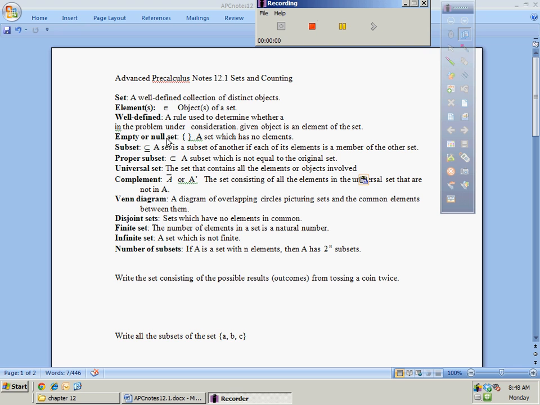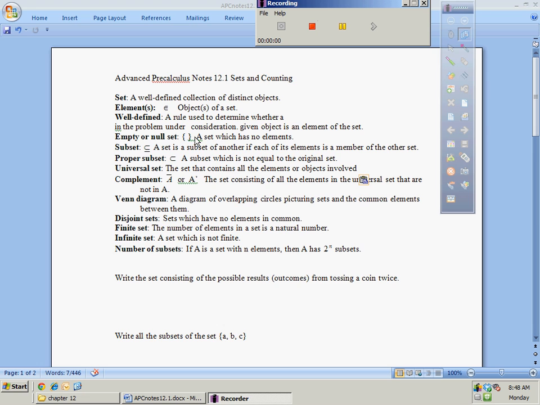A set is just a collection of objects, usually numbers or letters or something like that when we're talking about math. An element of a set, given by this little symbol, is one object in the set. And we'll talk about all these definitions as we go through some of the problems. A well-defined rule determines whether something is an element of the set.